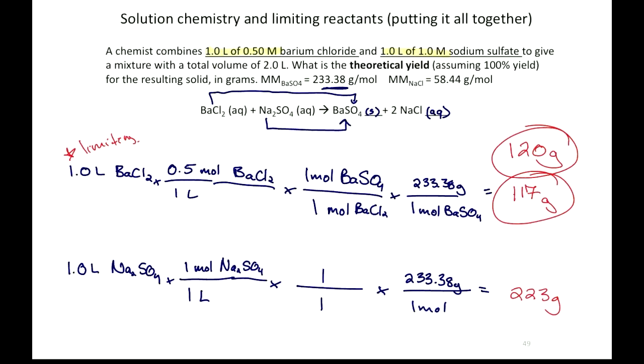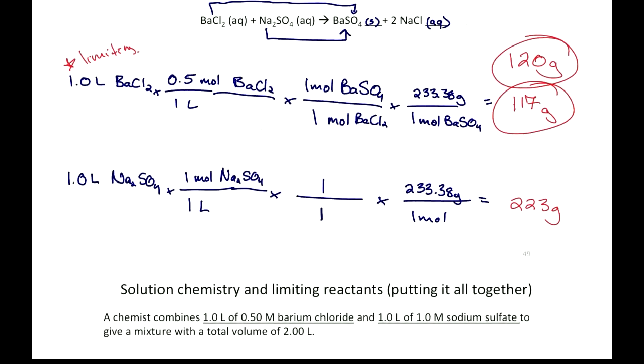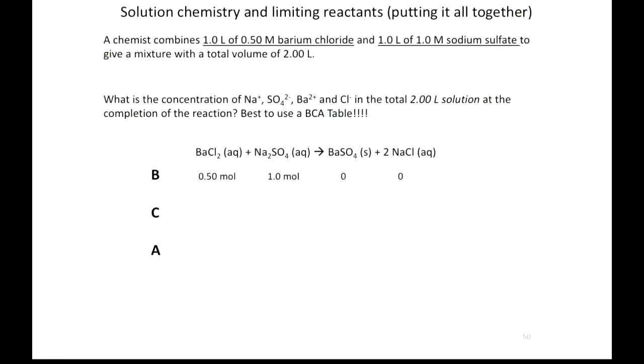All right. So the last slide here is the same question, but we're going to address everyone's favorite, and that's BCA tables. It's the same exact question. This chemist is mixing 1 liter of half molarity barium chloride and 1 liter of 1 molarity sodium sulfate to give a total volume of 2 liters. And now the question is, what's the concentration of everything after the reaction is done?